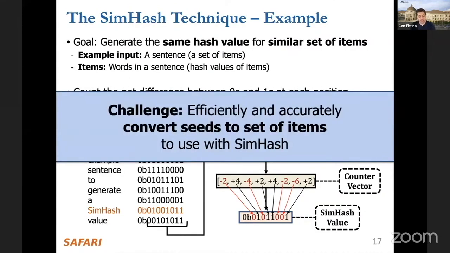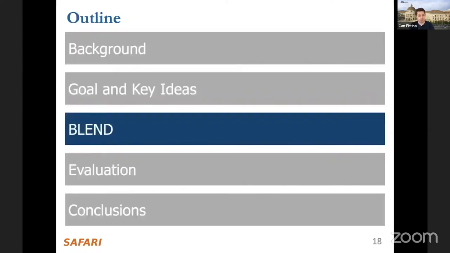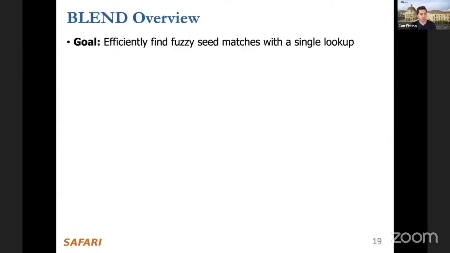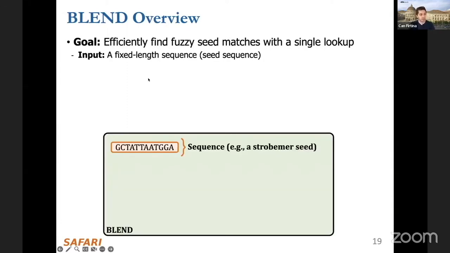So the challenge here is to efficiently and accurately convert these seeds to a set of items to use with SimHash. So this is where Blend comes into play. This is the overview of Blend, and in Blend, our goal is to efficiently find fuzzy seed matches with a single lookup of hash values. The input that we provide to Blend is a fixed length sequence, so this is a seed sequence. This could be a k-mer, a minimizer sequence, or a strobemer sequence. It doesn't really matter. So this is essentially an input sequence that we want to generate the hash value from.